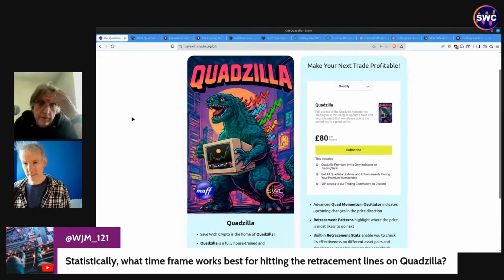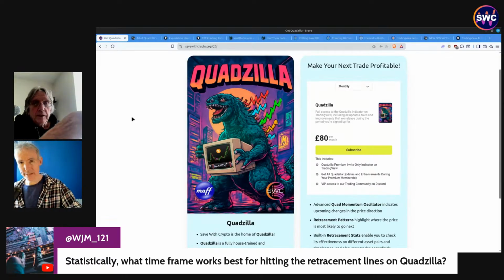But no, is this comment here? Statistically, what time frame works best for hitting the retracement lines on Quadzilla? Well, my answer to this is I really need a good answer to this actually, but it depends what you're looking for. Generally it doesn't really matter what time frame you're looking at, but it depends in what time frame you're looking for big movements. So it's fractal, yeah.